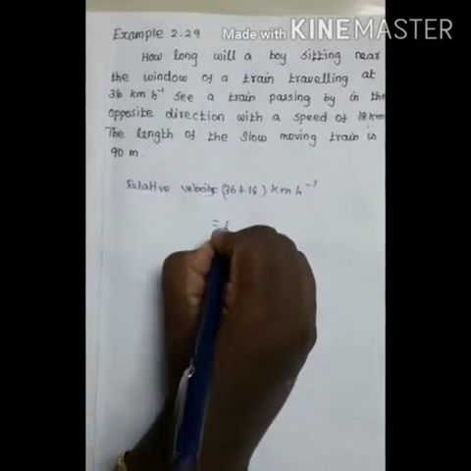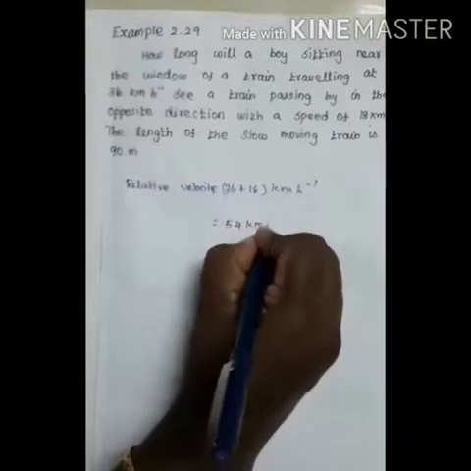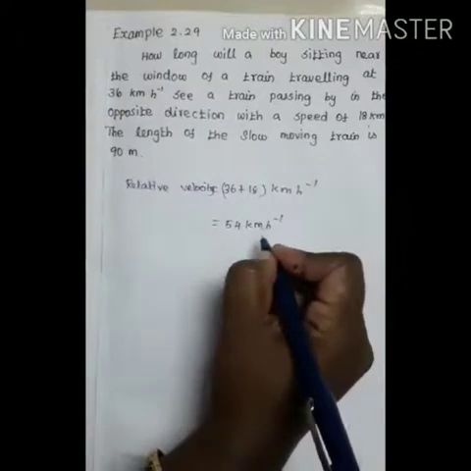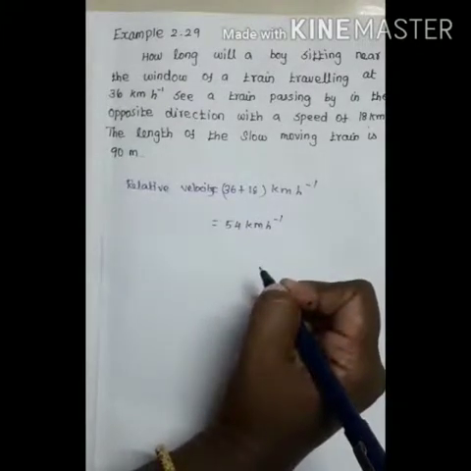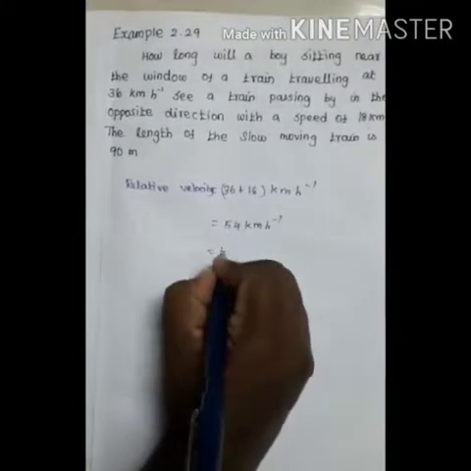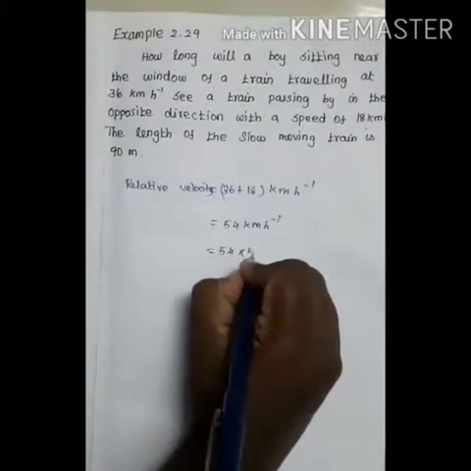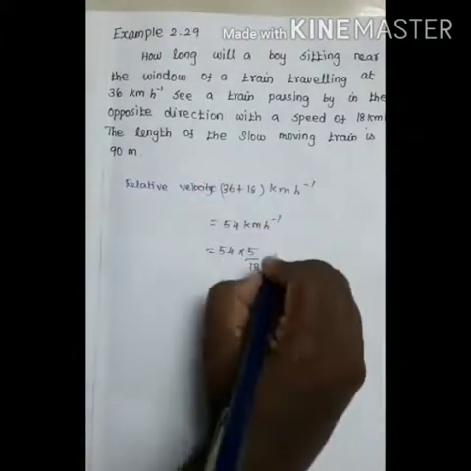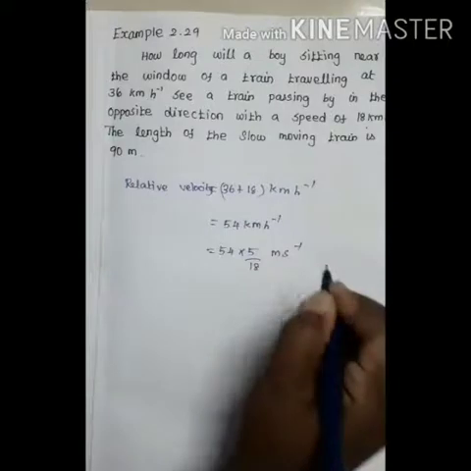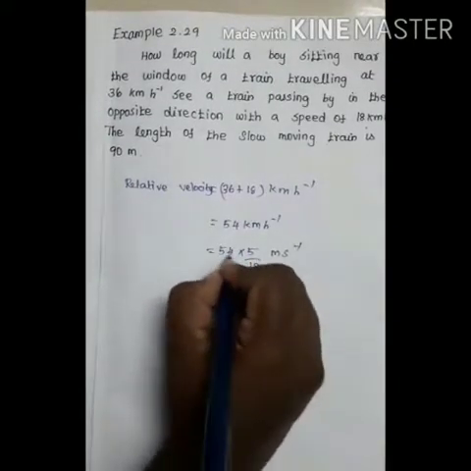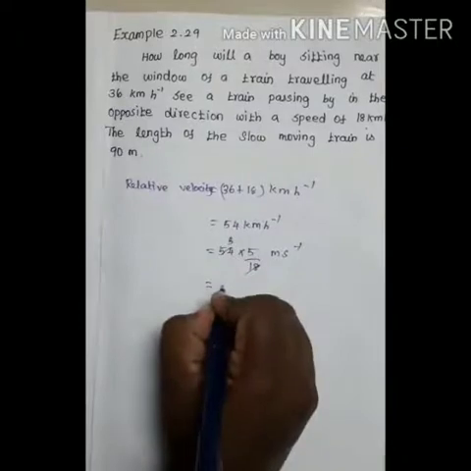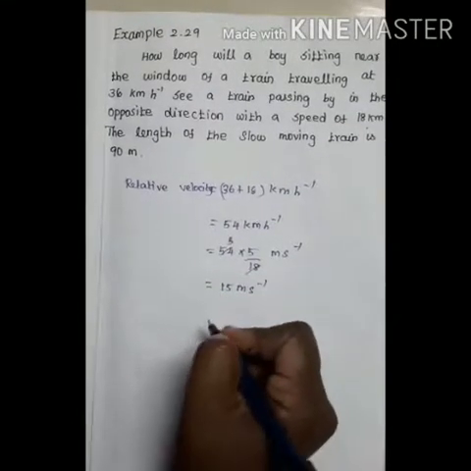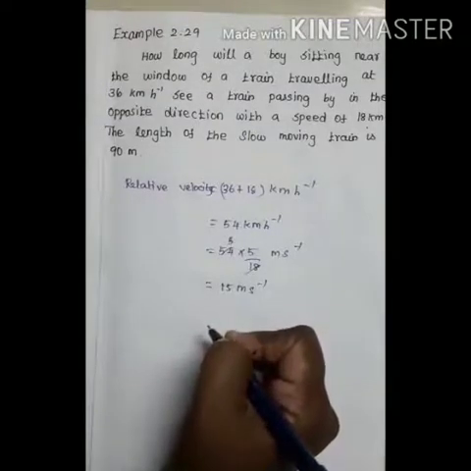is equal to 54 km/h. Now we convert this value from km/h into meter per second. Therefore, 54 into 5 by 18, which is equal to 3 times 5, therefore 15 meter per second. This is the relative velocity of the slow moving train with respect to the boy.